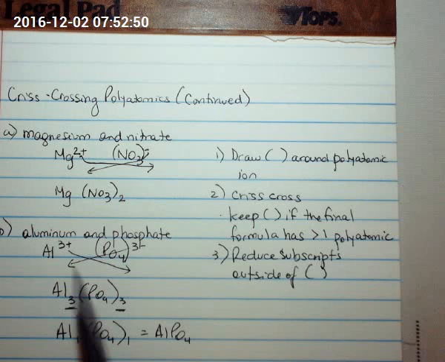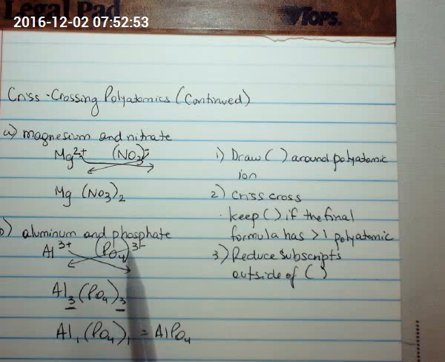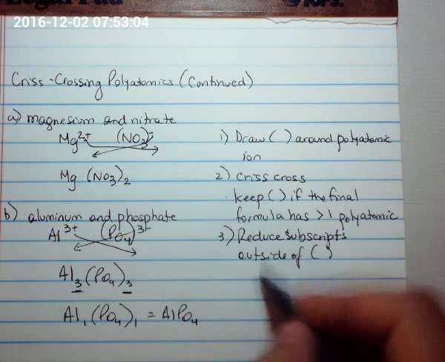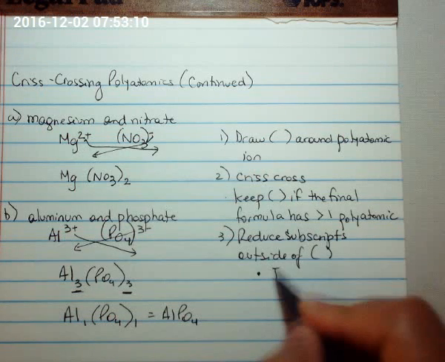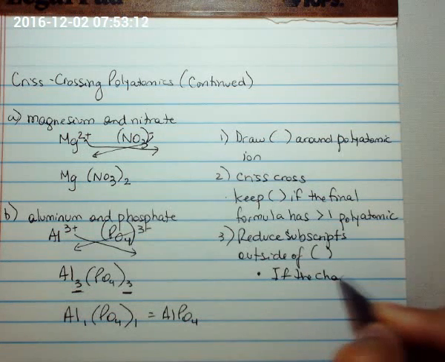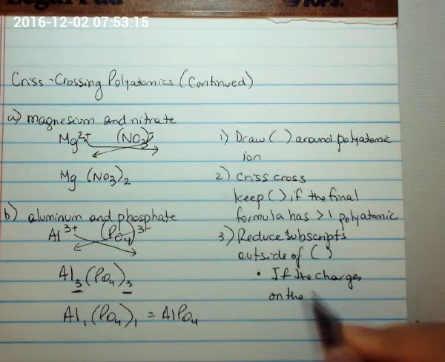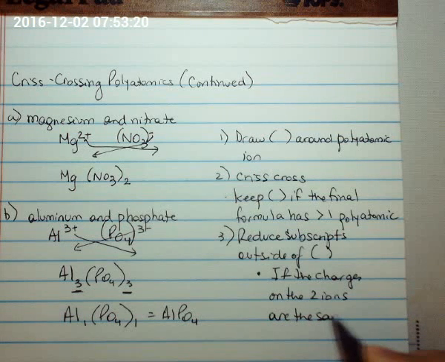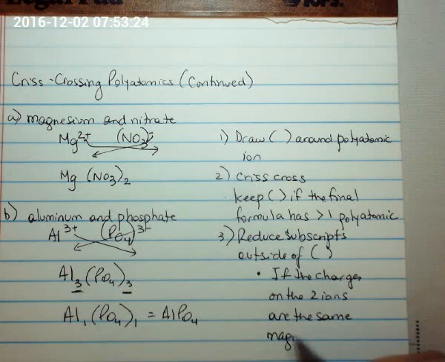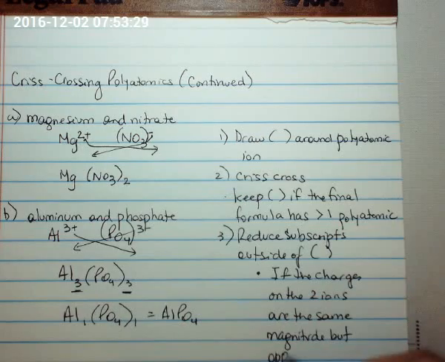All right? Now, as I mentioned, you could go through this whole process of crisscrossing and reducing, but there's a much quicker way of doing that with much less work. So one thing to consider is that if the charges on your 2 ions are the same magnitude but different signs, what do we do?